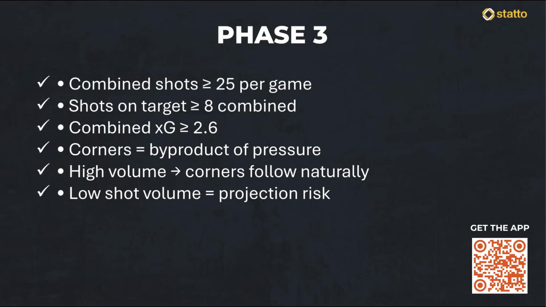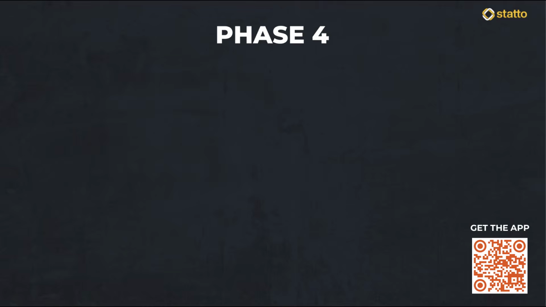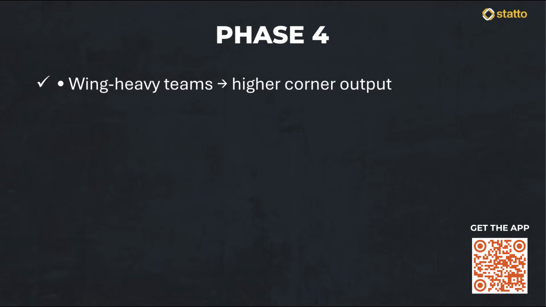Now we move into phase 4, which is the contextual overlay. This is where we account for the tactical style of the teams and the environment of the match. What most people do wrong at this stage is they treat every team the same. But a team that plays through the center of the pitch with short passes is far less likely to win corners than a team that uses overlapping fullbacks and high crossing volume. We approach this correctly by looking at the team's style. Wing-heavy teams produce a much higher number of deflections and blocks that lead to corners.